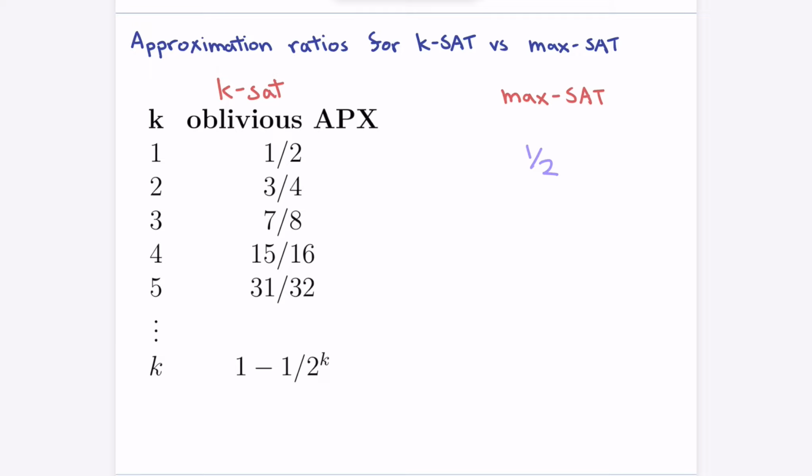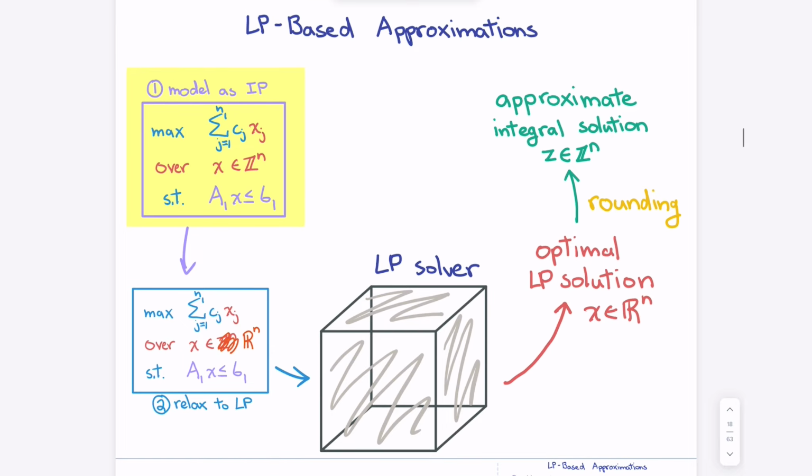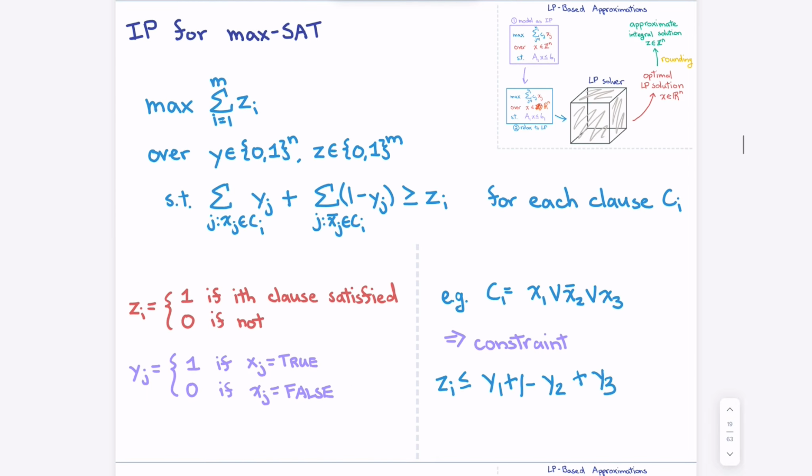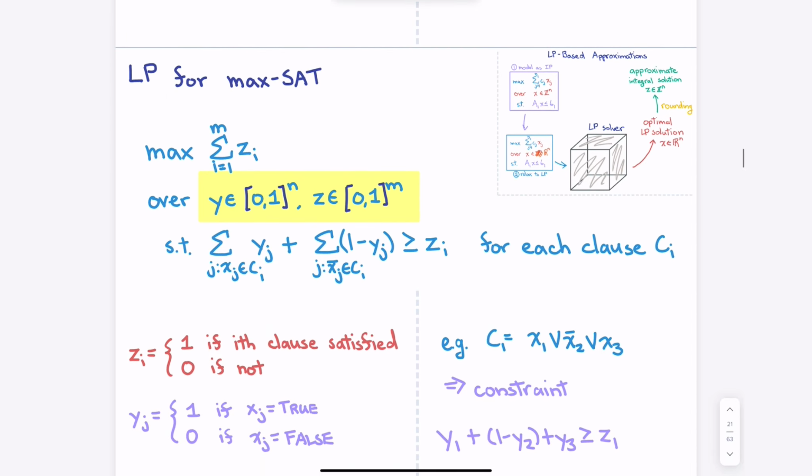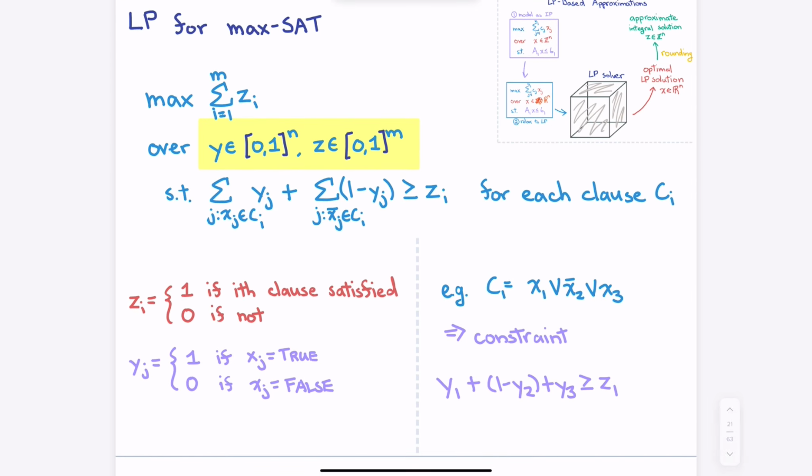Okay, so we considered the LP-based approach where we wrote down the integer program for SAT. We turned that into a linear program, okay? And the linear program for each variable was giving us a fractional value saying whether or not to set it to be true or false.